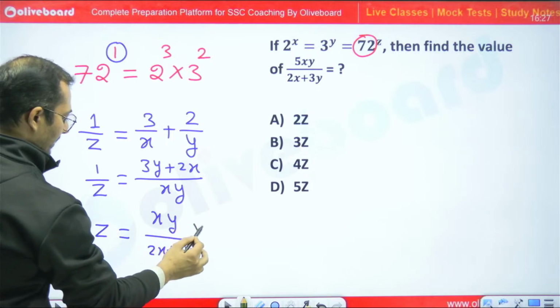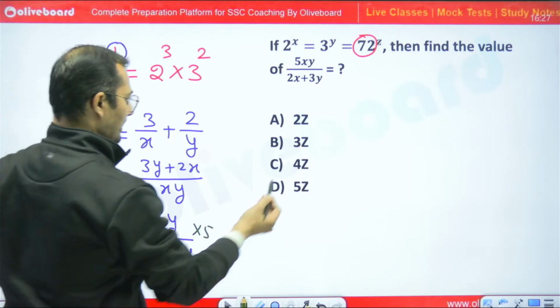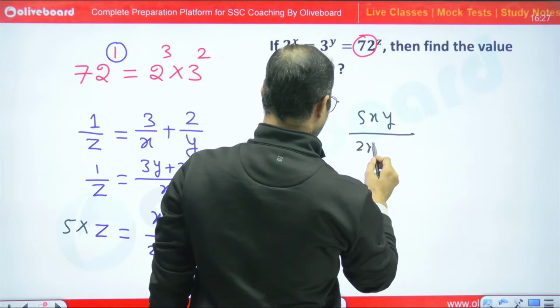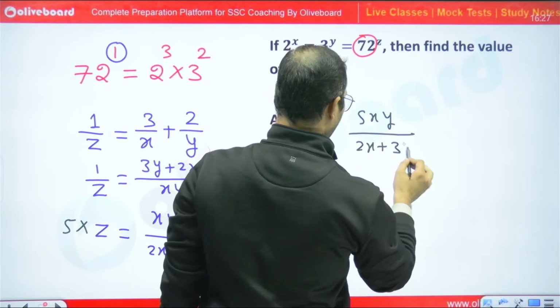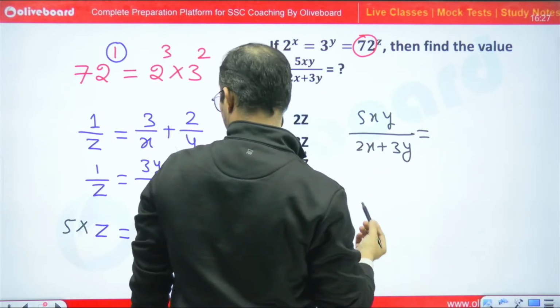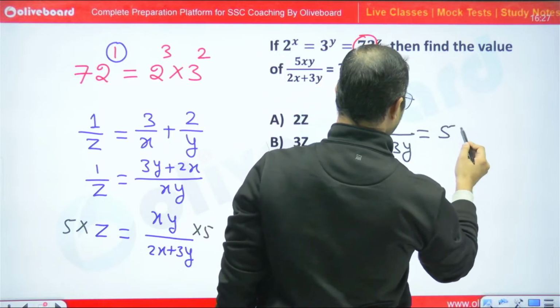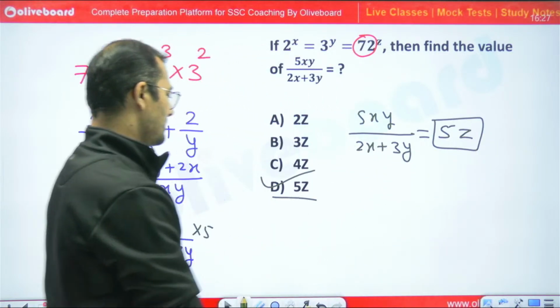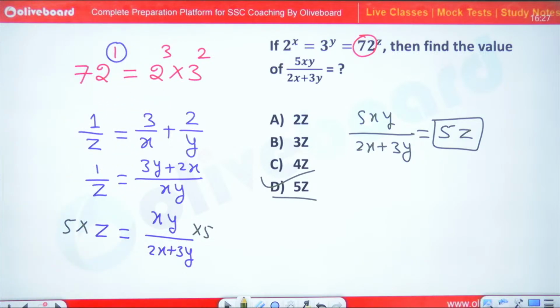So if I multiply by 5 on both sides, we can say that 5xy upon 2x plus 3y would be equal to 5z. So 5z is the right answer. D is the right answer.